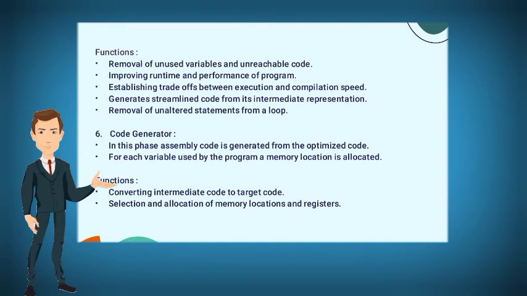Sixth, code generator. In this phase, assembly code is generated from the optimized code. For each variable used by the program, a memory location is allocated. Functions: converting intermediate code to target code, selection and allocation of memory locations and registers.